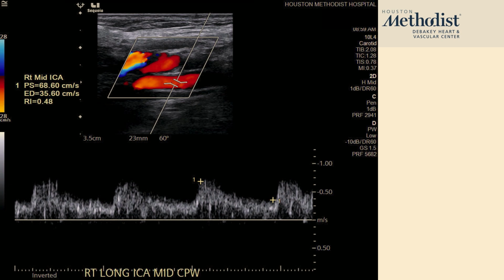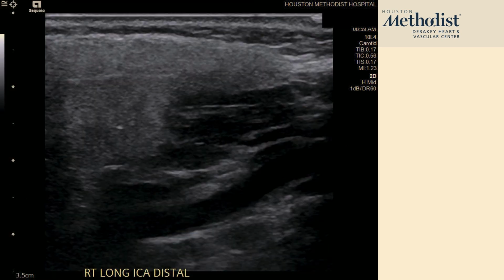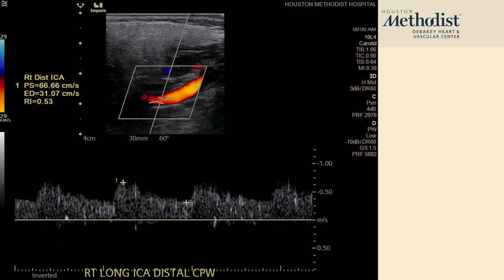This is a mid ICA, 69/36. And I think this is the picture I inserted into my report, because I think when your waveform gain was a little bit lower, you see this white snowing a little bit better, especially in this distal ICA.